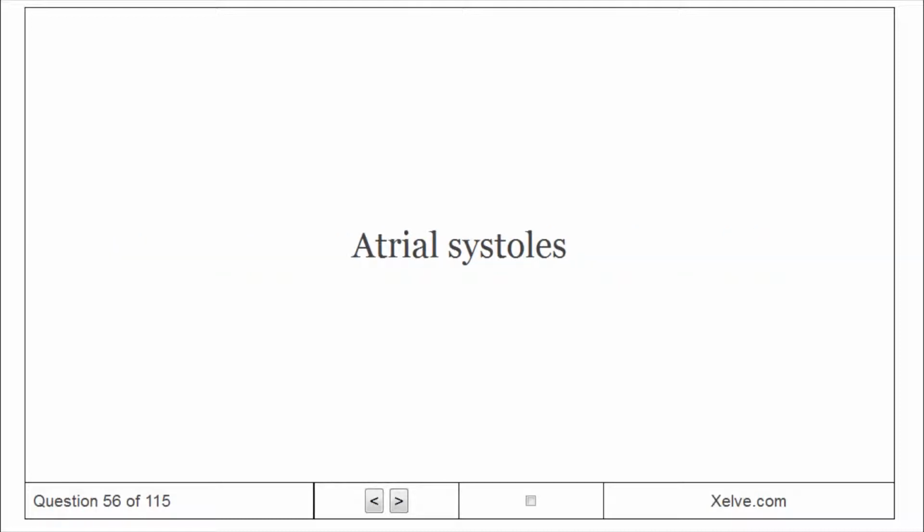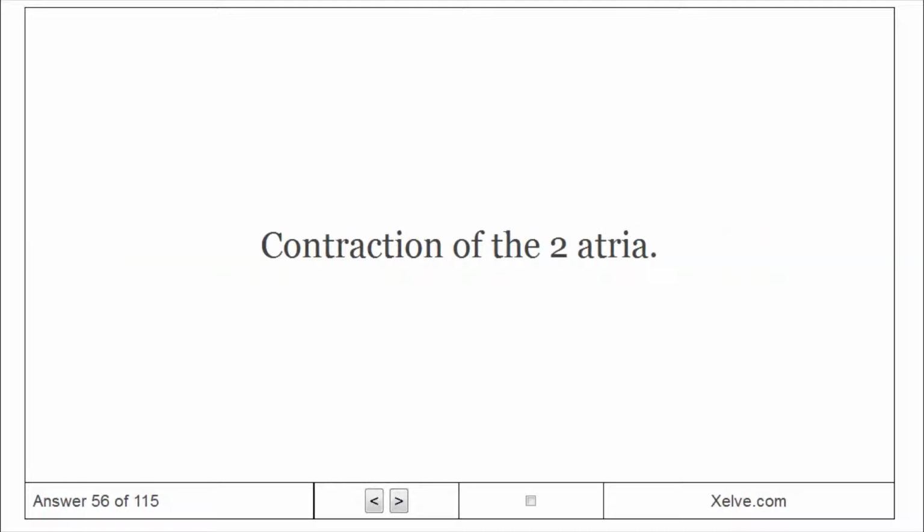Atrial systole. Contraction of the two atria. Ventricular systole. Contraction of the two ventricles.